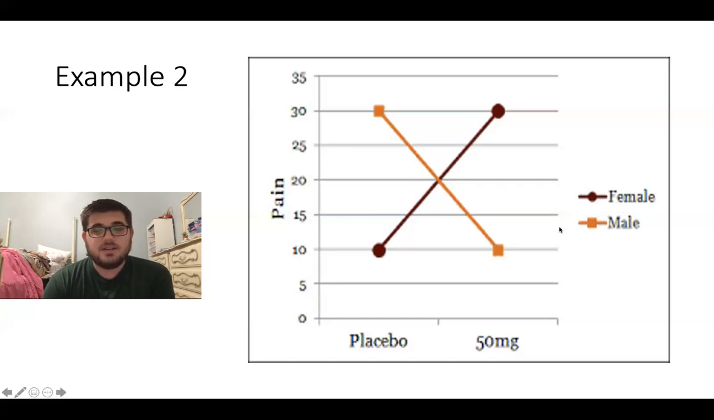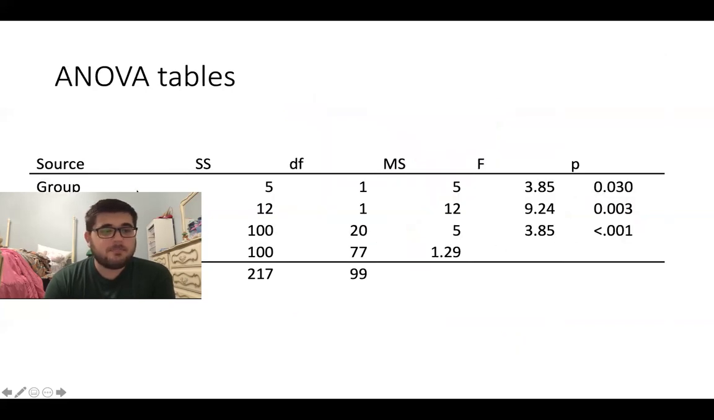Again, no, there's none. If you look at men in the placebo group, you start at 30 and they go down to 10 in the 50 milligram group. If you average those together, 30 and 10, you get 20. With women in the placebo group, they report a pain of 10, and in the 50 milligram group, they report a pain of 30. You meet in the middle, that's 20. An average of 20, when you average over placebo and 50 milligram, and an average of 20, it's no difference at all. You have to average over the factors.